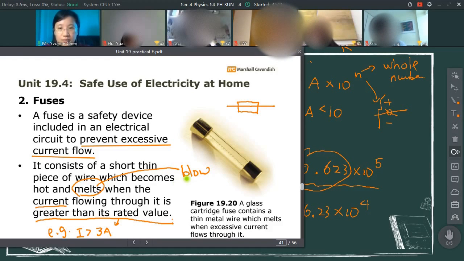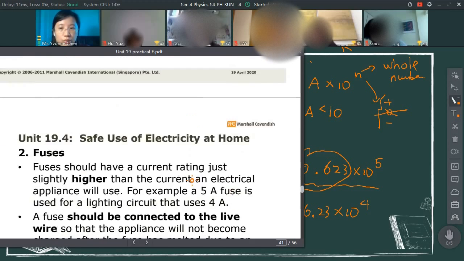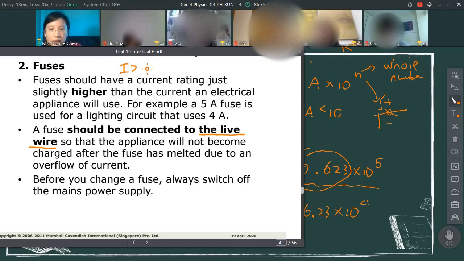Okay. Any questions on fuse? If no, we move on to the next part. For the time being, you just remember fuse needs to be connected to live wire. Connected to live wire. So remember, if the current is greater than the rated current, the fuse will melt.